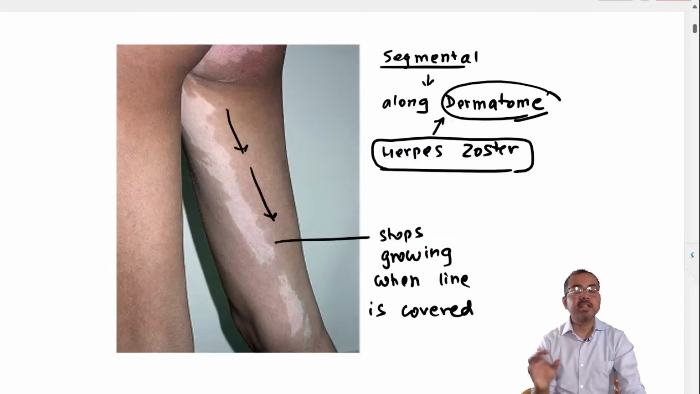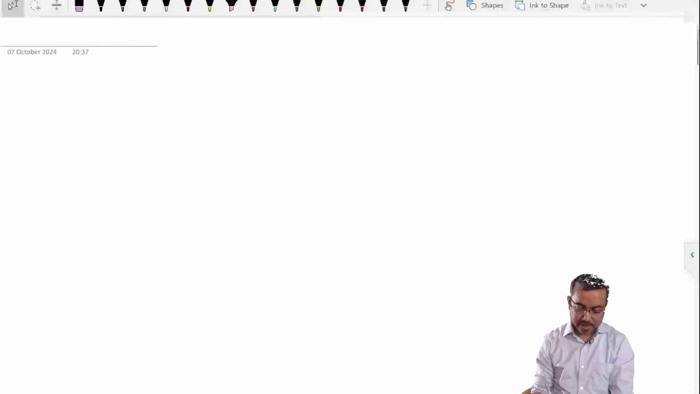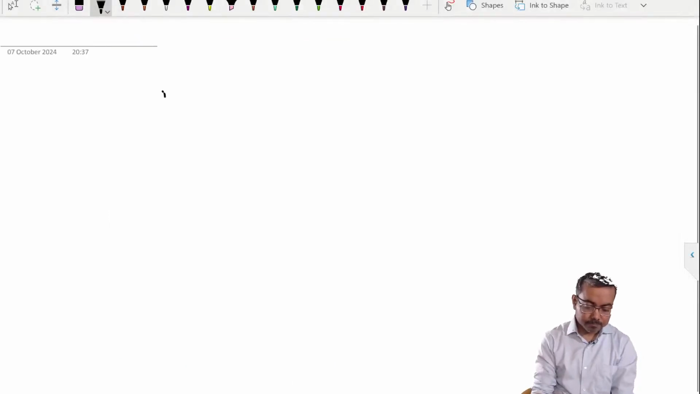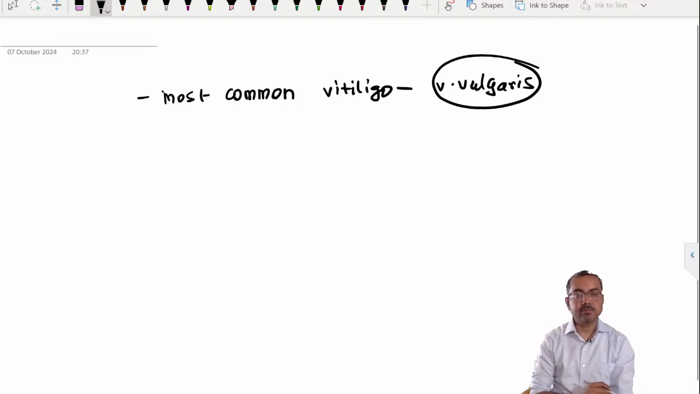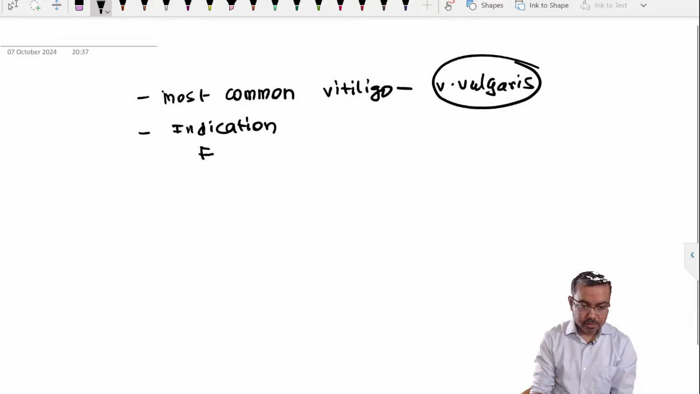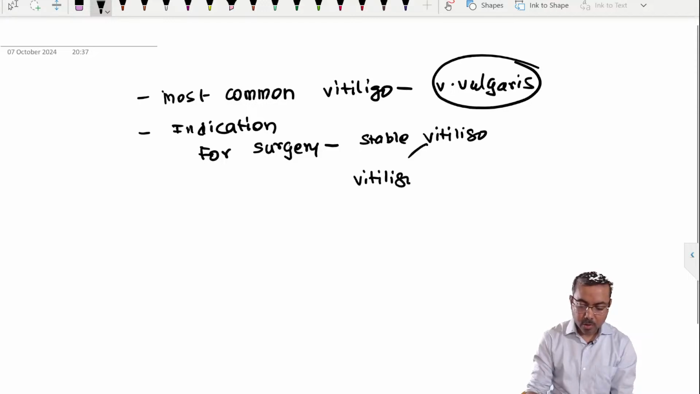Now, what are the other types of vitiligo that we have, and what are the MCQs that actually come on it? We'll go laterally from there as well. Write down the MCQs, please. The most common vitiligo, remember, is vitiligo vulgaris. Indication for surgery is stable vitiligo, which is defined as vitiligo not increasing since 2 years.